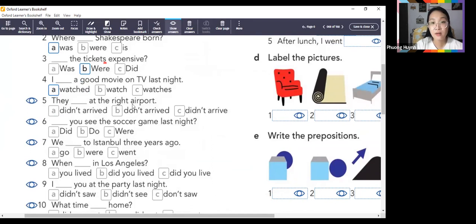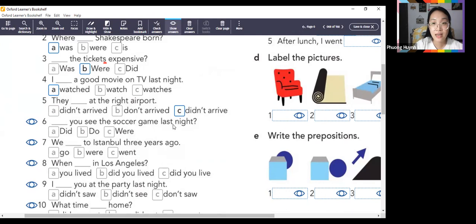Number 5. Day at the airport. Câu A, they didn't arrive. Don't arrive, didn't arrive. Okay, so for instance, you have to choose C, correct. So when you use didn't and the verb arrive in bare infinitive, khi bạn dùng didn't thì verb chữ arrive giữ nguyên. Đúng rồi. Câu số 6 nha bạn.